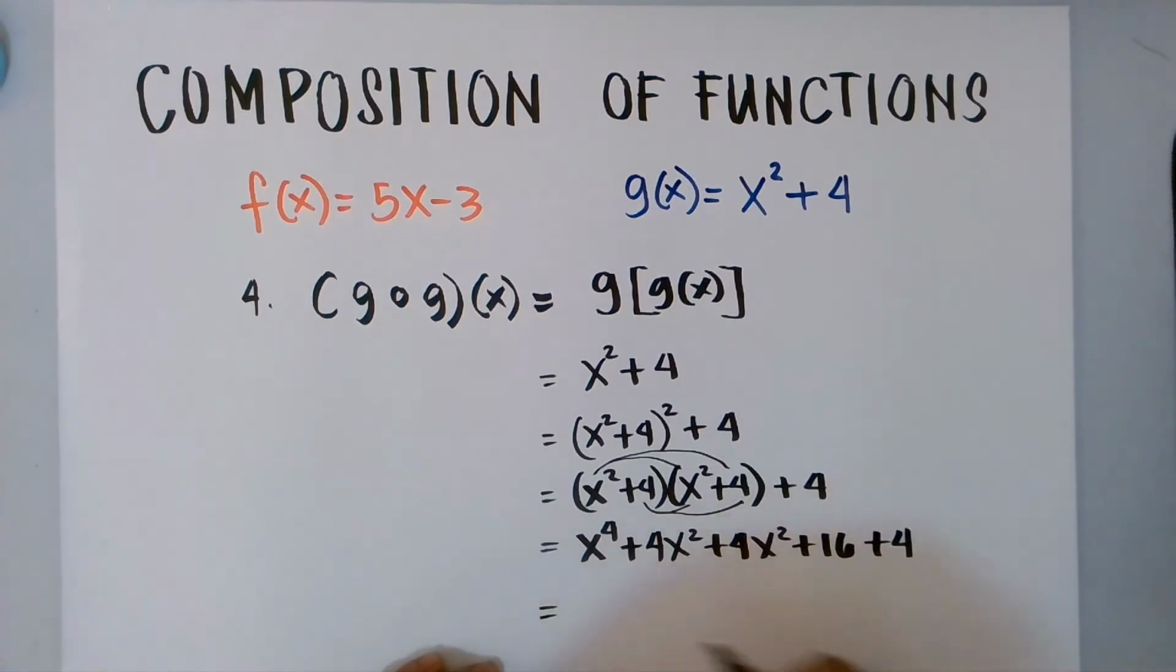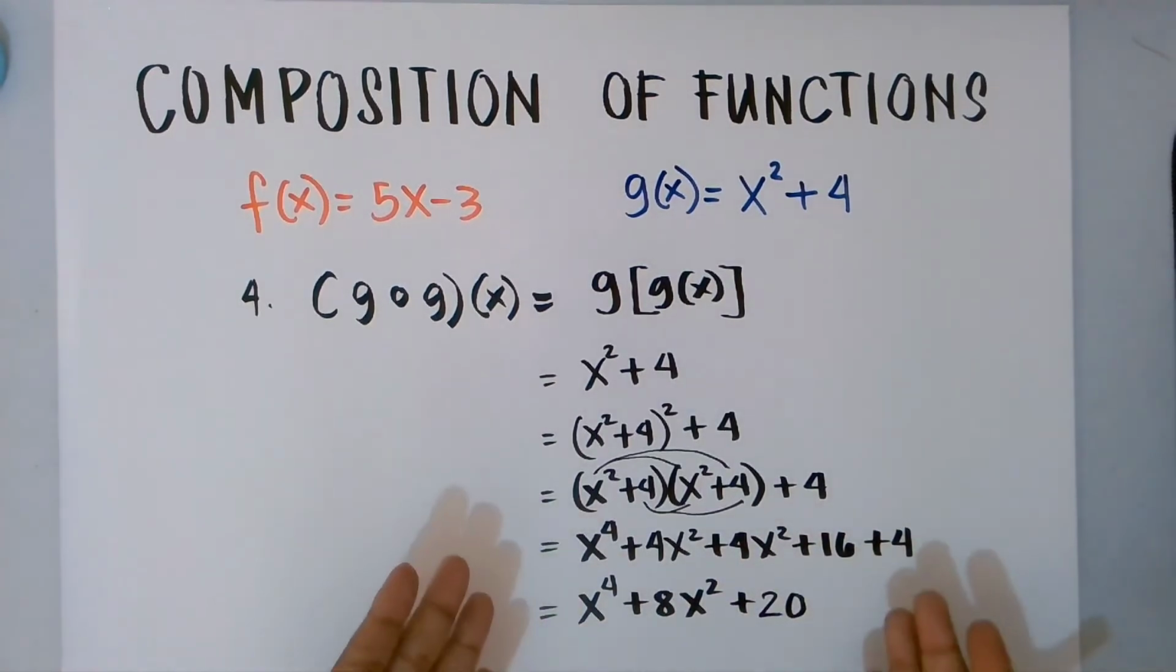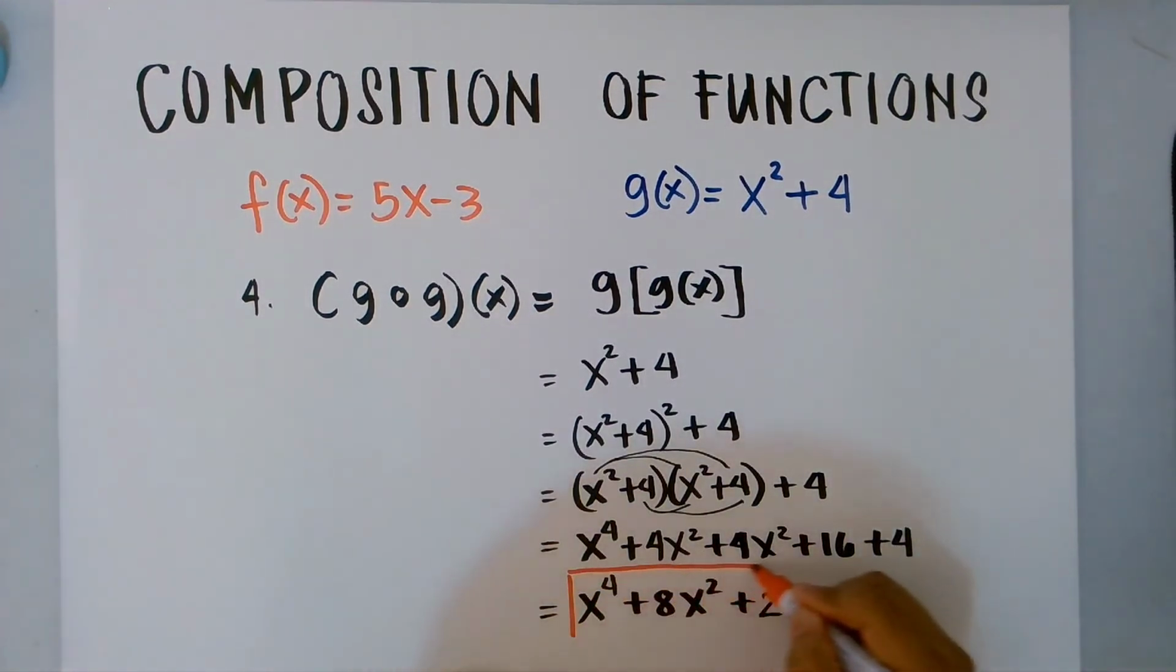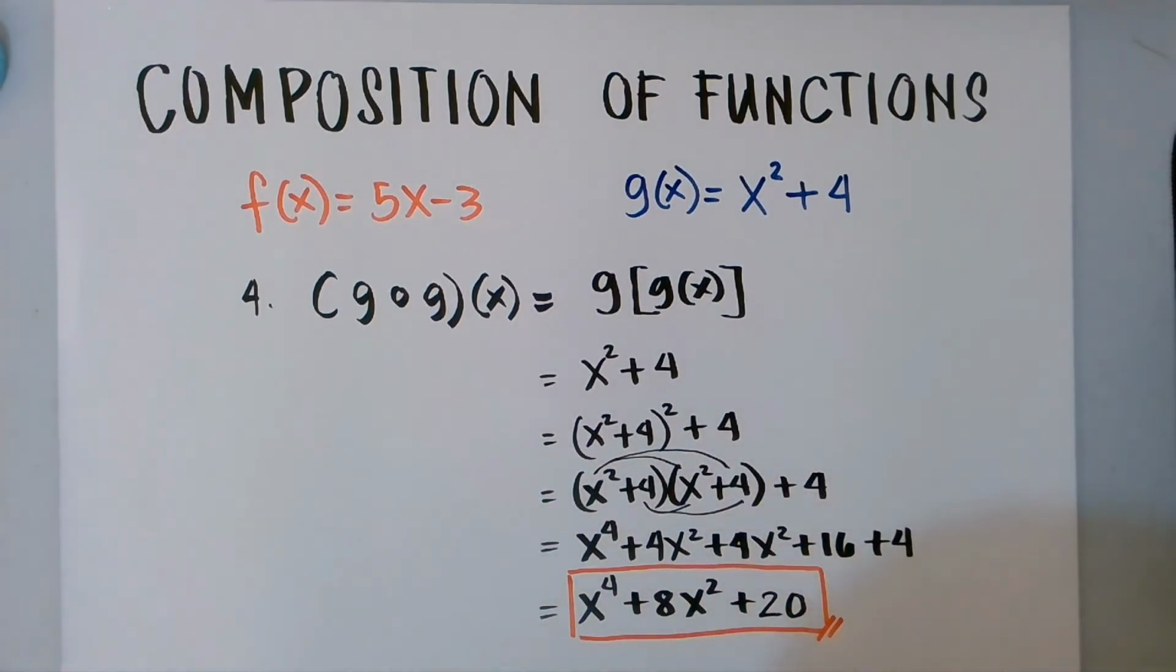So, let's simplify. Let's just rewrite x to the 4th power kasi wala naman siyang katulad. And then add the 4x squared because they are like terms. So, it will be positive 8x squared. And add the two constant numbers, 16 and 4. That will be positive 20. And there you have it. Okay. So, that is our composition of G and G. Composite functions. So, x to the 4th plus 8x squared plus 20.